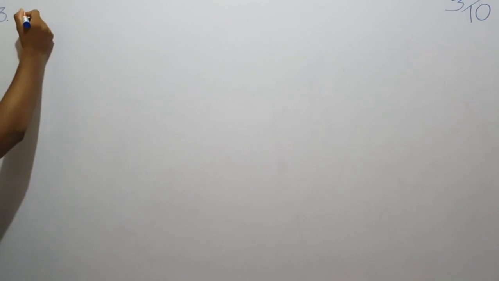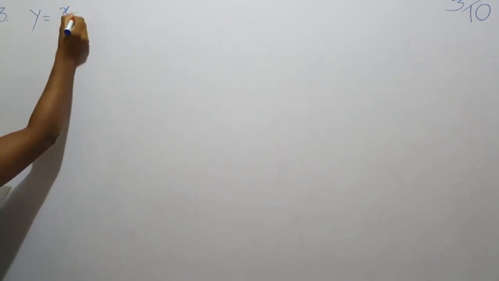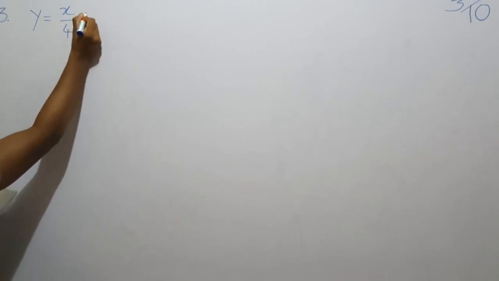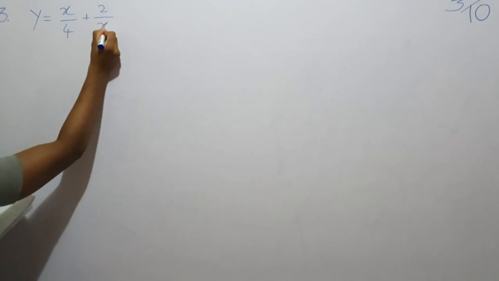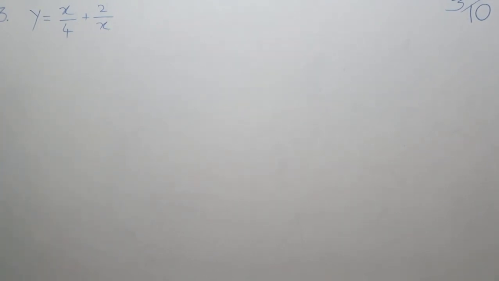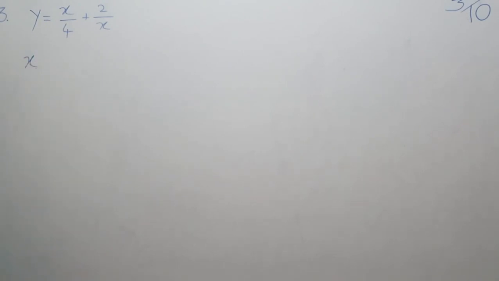Part A, complete the table for y equals x divided by 4 plus 2 divided by x. This is the equation they have given. The values of y are given correct to 2 decimal places where appropriate. Now draw the table. Wait, I'll first draw the table.